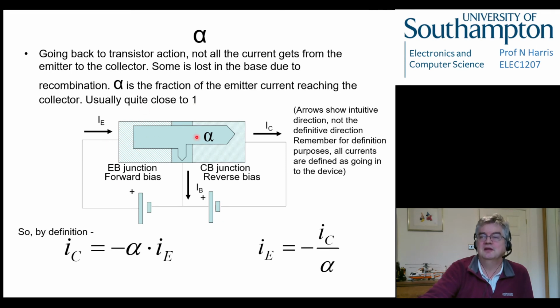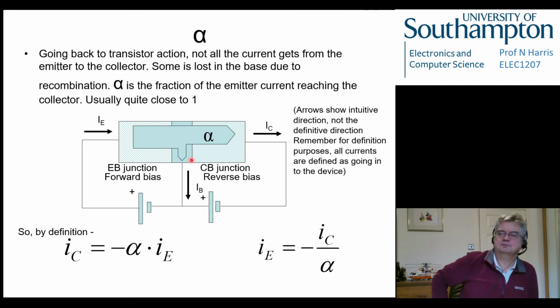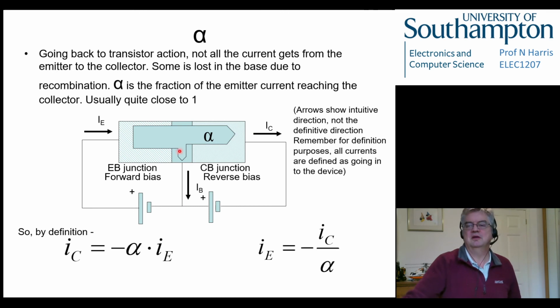All of the current gets through to the collector. So that will be a ratio, or a factor, of 1. A little bit of it escapes. So this alpha is a measure of effectively how good your transistor is at letting everything through. So if you just draw it like this, this arrow here is defining the size of the current. You've got all the current coming in, alpha of it is coming out of here, and a little bit is coming out of this one. And that's relatively straightforward.